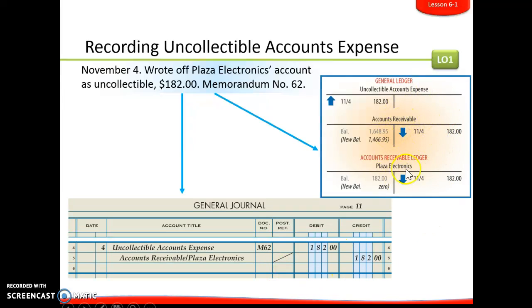They are showing us our T accounts over here, so we can see what this looks like. So right now, the balance in accounts receivable is at $1,648.95, but we're going to decrease it by 182. We see Plaza Electronics owed us $182. However, we're going to write off their account, so we're crediting in their account for 182. So now their balance is going to be a zero balance.